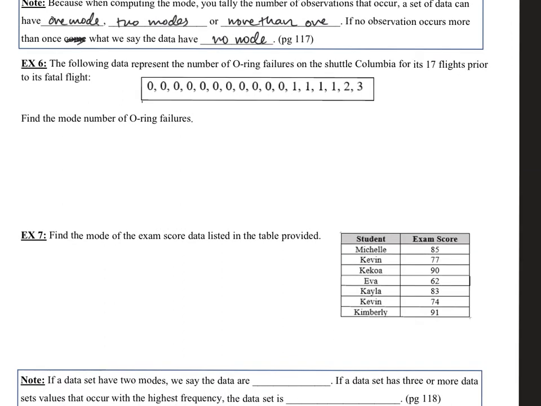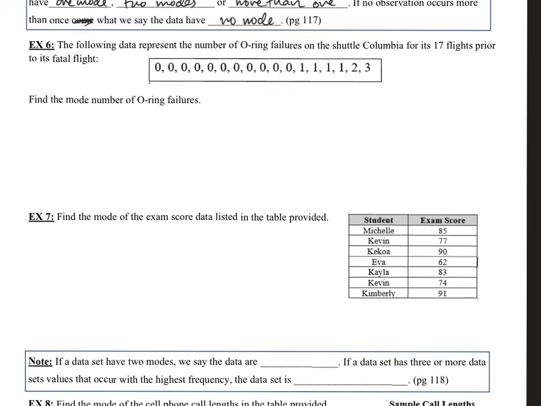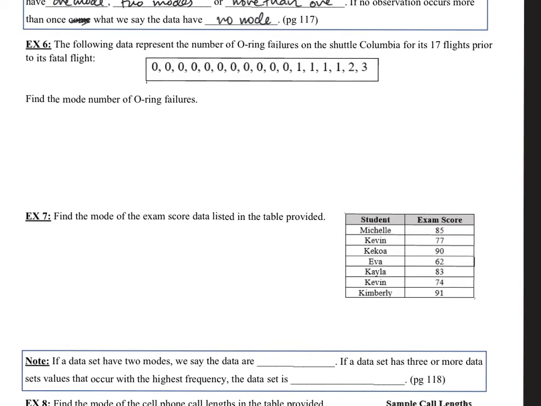The following data represent the number of O-ring failures on the shuttle Columbia for its 17 flights prior to its fatal flight. Find the mode number of O-ring failures. So how do we find the mode? Just count the number of times you see each observation, and whichever you see the most is your mode. We have observations 0, 1, 2, and 3. I'll make a quick little graph with the observation and the number of times we see it.